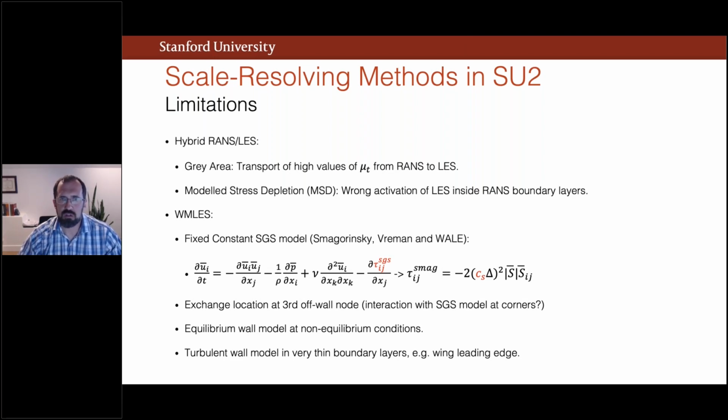Or the wall model could fail in areas with strong pressure gradients or very thin boundary layers like you might find at the leading edge of a wing. Despite these limitations, we see a lot of promise in hybrid RANS LES and wall modeled LES, and we've seen good performance so far with SU2. With more research and advances, I believe we will see a significant improvement in these limitation areas.